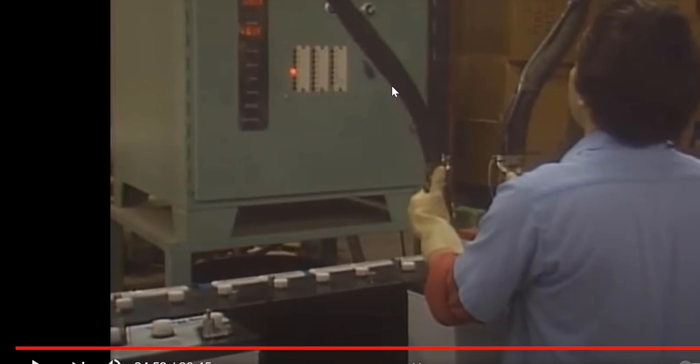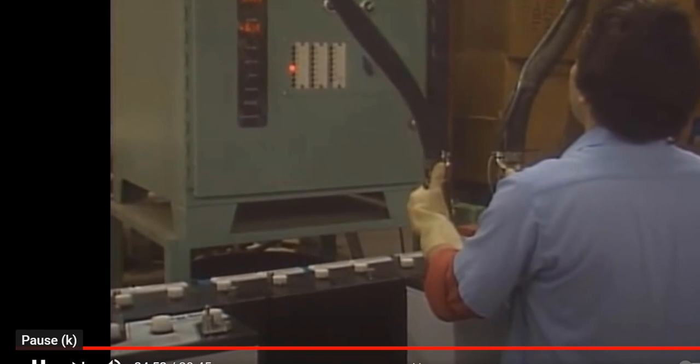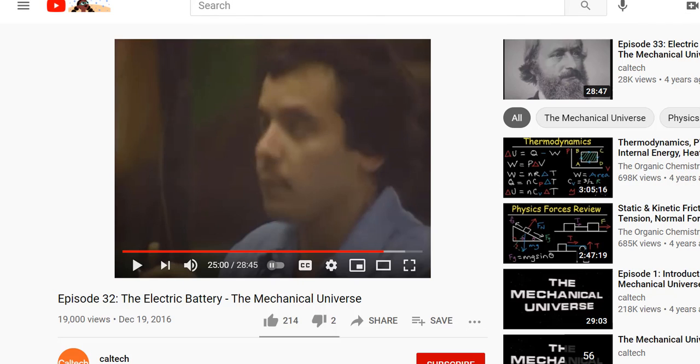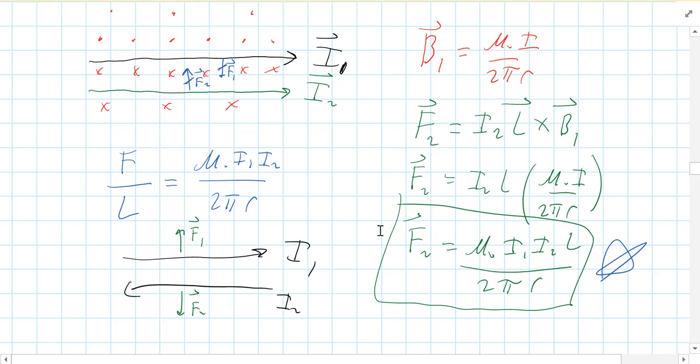So this current is several hundred amps of current. So that's why you actually notice that effect. And when the current shuts off, the wires go back together. So when you have a large current, then you can see the wires pushing or pulling on each other.